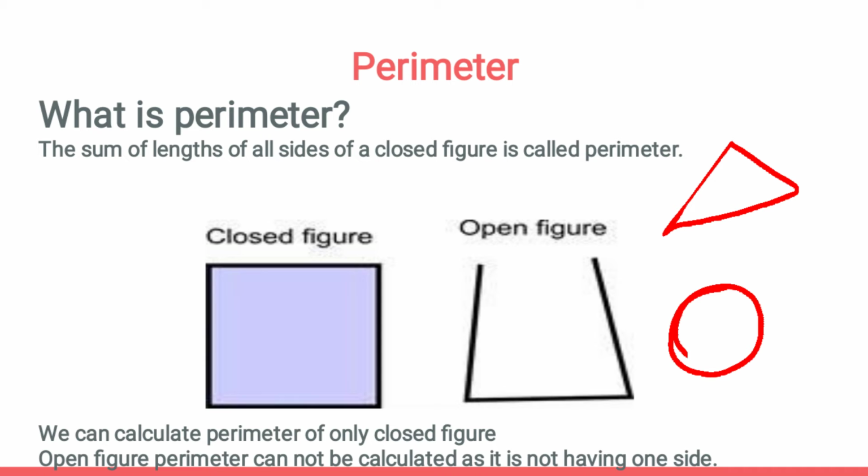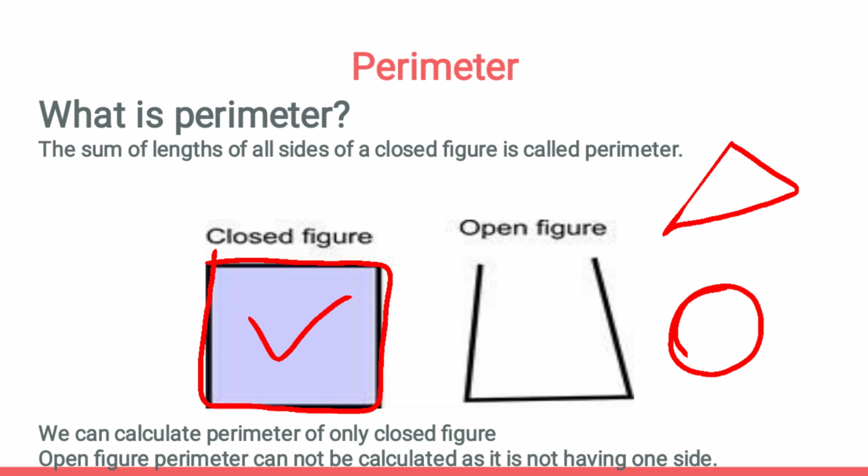Now we have one more term here, that is closed figure. Now we should know what a closed figure is. A closed figure is one which has the same starting and the same ending point. We can see that this figure is starting and ending at the same place. If I start from this point, I will end at this same point.